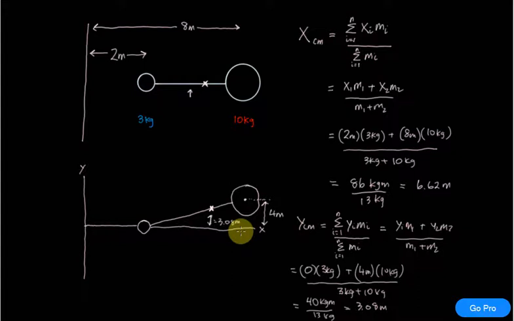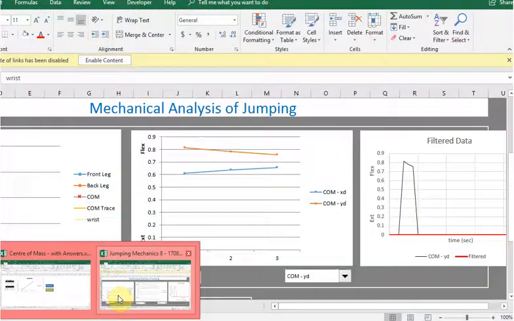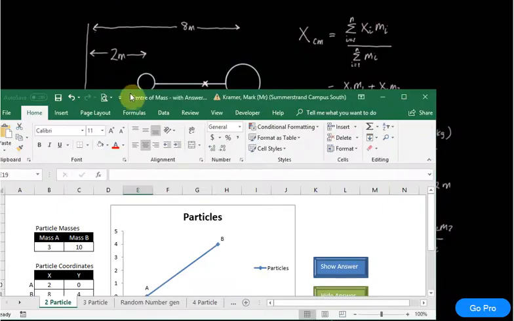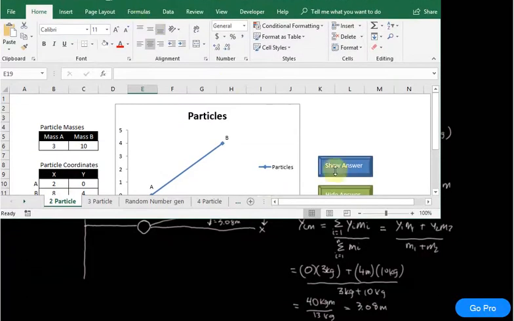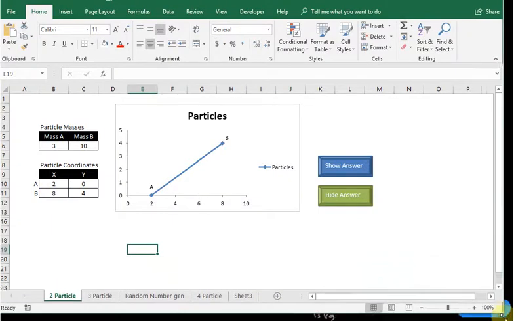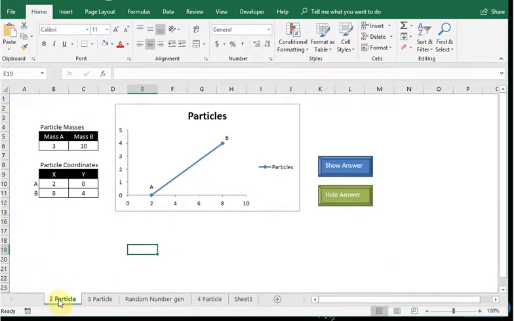So what I've done to help with this is I've made an Excel application that can help you guys work through quite a large number of examples. So this particular one, let me just make this a little bit smaller so you guys can see what's going on. You can work through any number of particles. So there's a 2-particle system, 3-particle system, and a 4-particle system.